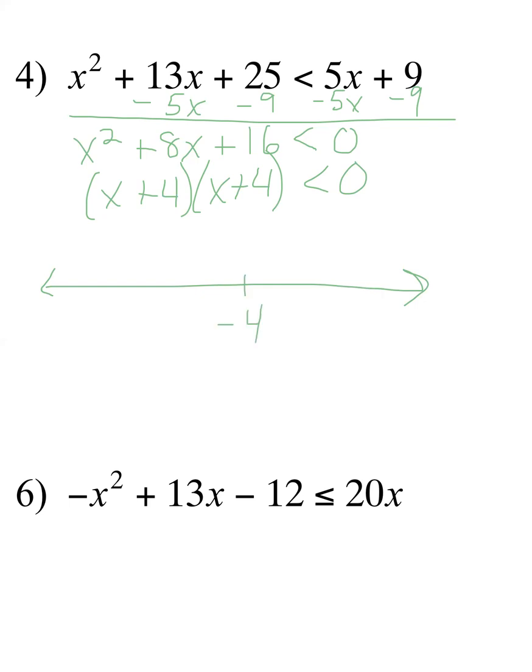-4 will give me equal to 0, so I cannot have -4. Let's plug in a number for the -4, 0. If I go right back to this one and plug in 0, it's not less than 0. So this side does not work. Less than -4, I'll try -5 or -1; that is positive.